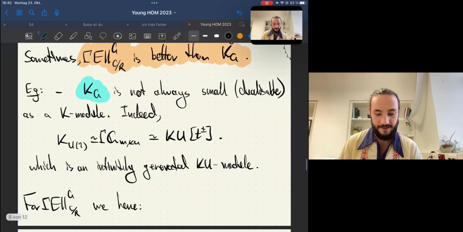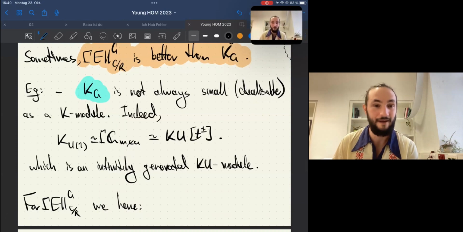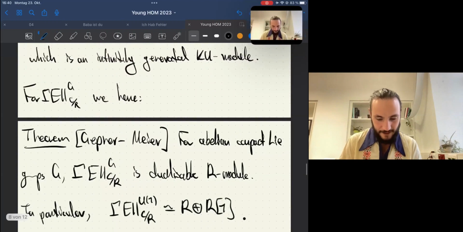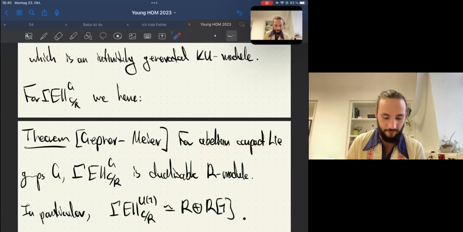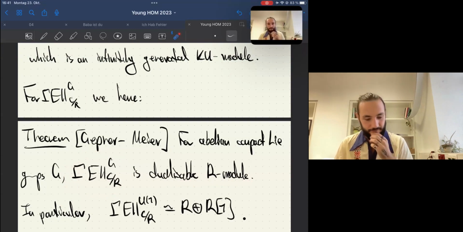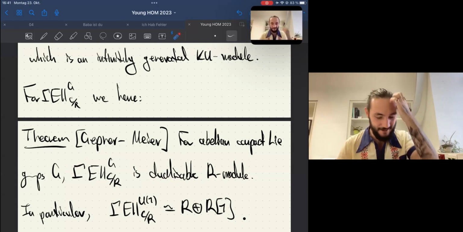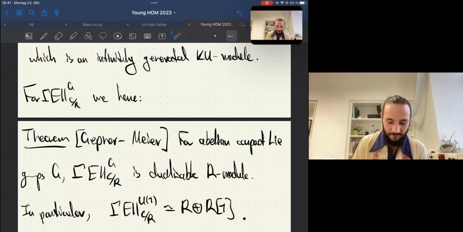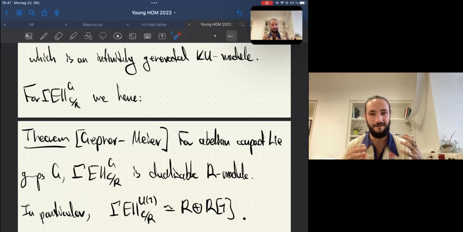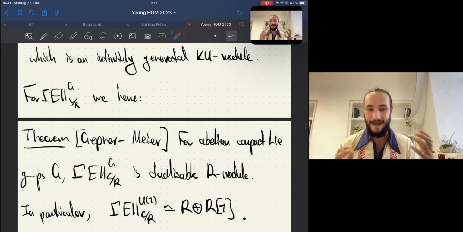But this is a problem that we don't have in equivariant elliptic cohomology. This is now a result of Gepner-Meyer. They show that for every abelian compact Lie group, this E infinity ring is actually dualizable as an R-module. And dualizable in an obvious sense, there exists a dual. So this is giving you some real finiteness conditions on these equivariant spectra. It's really telling you that they cannot blow up and be too big. They're really nice and manageable.